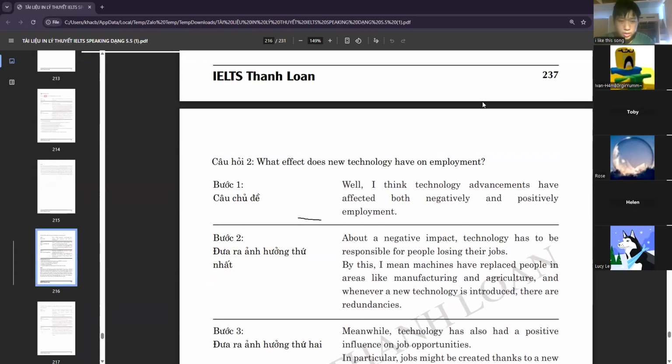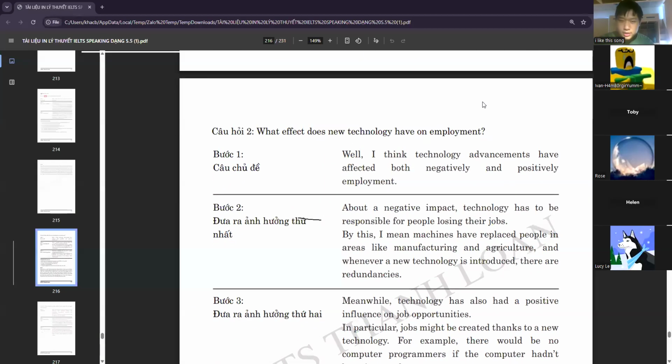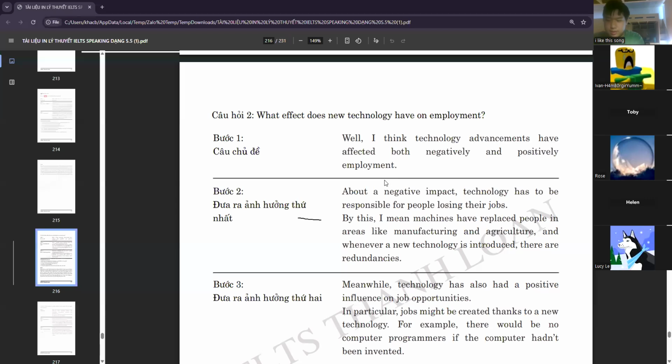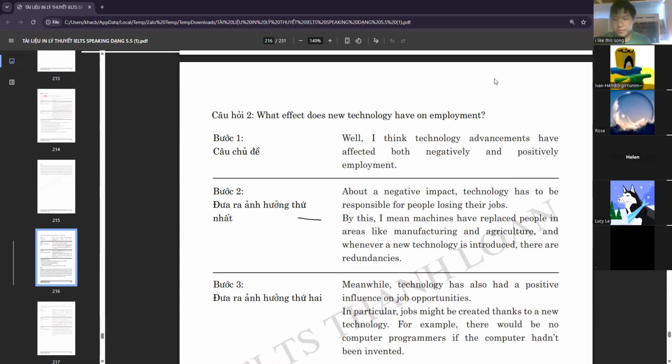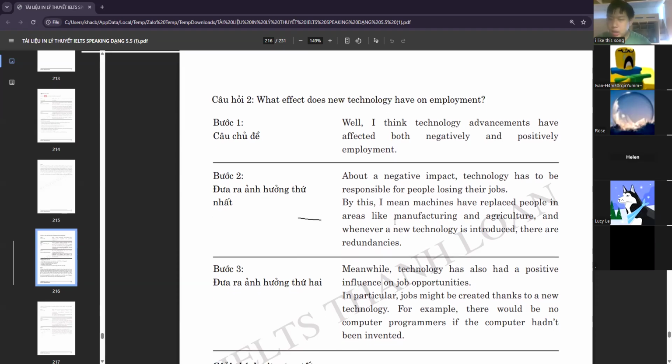Yeah. So, as you can see here, we are going to look at an effect question now. In this one we're going to answer what effect new technology has on employment. This one is actually quite short, and unlike the other ones, it is easier for you guys. In my opinion, you are going to do well developing two main ideas because technology is such a commonly used subject in IELTS.